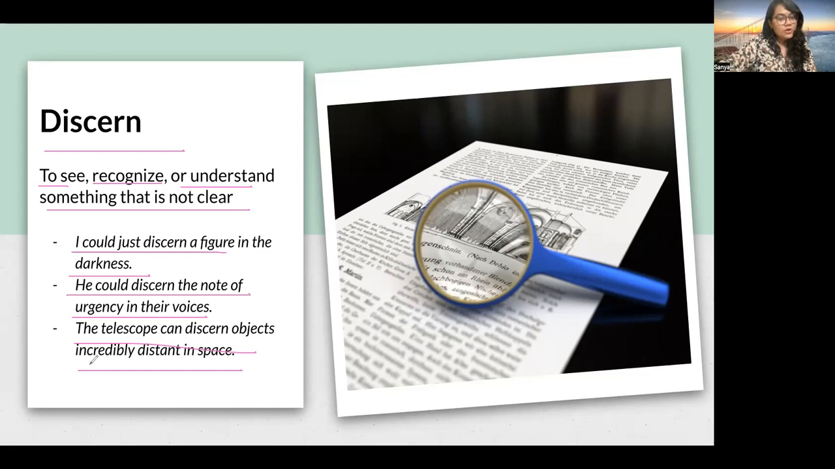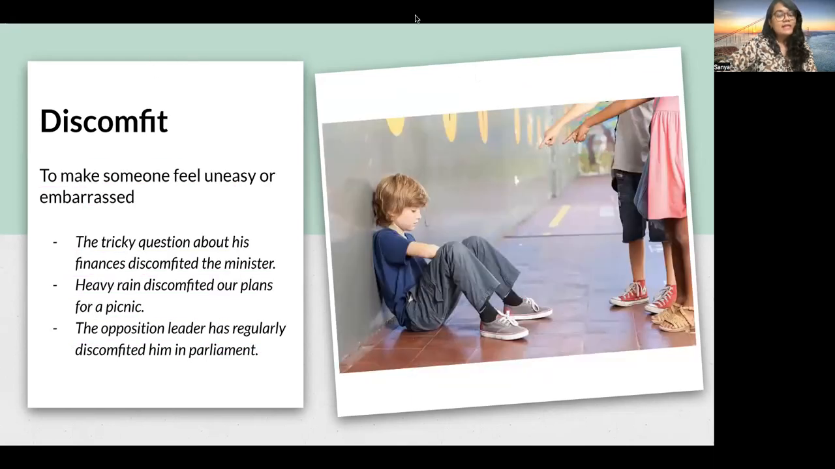For example, the telescope, it can discern objects. That means it can see objects that are otherwise not clear. So, discern, right? Discomfit. Discomfit means to make someone feel uneasy or embarrassed. Somewhat resembles the word discomfort, right? So a discomfort is what we feel, right? I feel discomfort. And discomfit means to make someone feel uneasy or embarrassed, right?